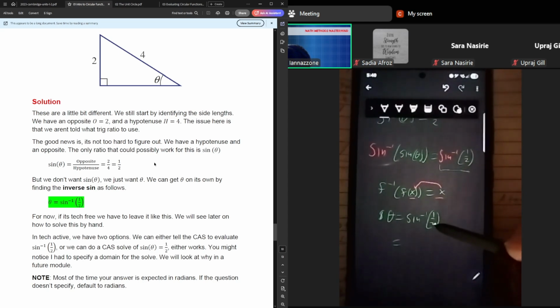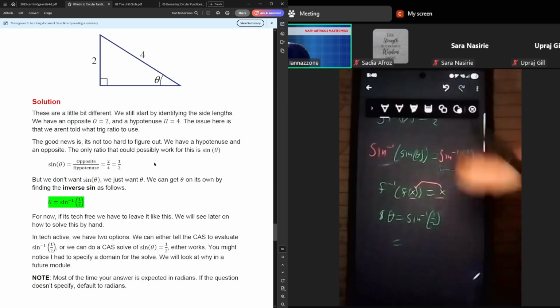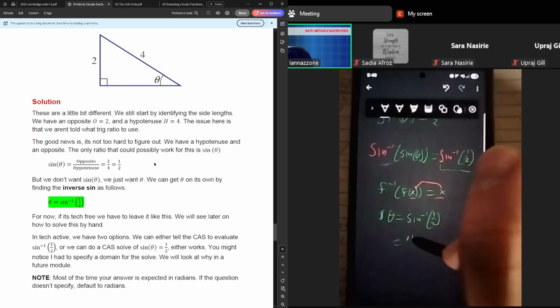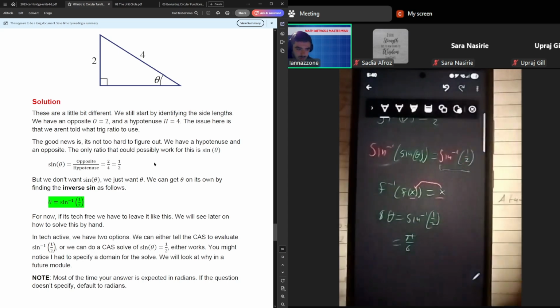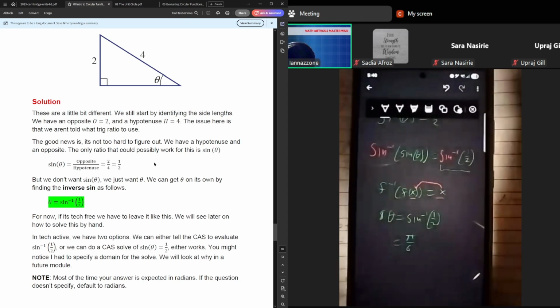That just means, so where's sine a half? Sine is a half at the pi over 6 angle. Now, that's just me remembering the unit circle. We'll look at that in a bit more detail if we need to.